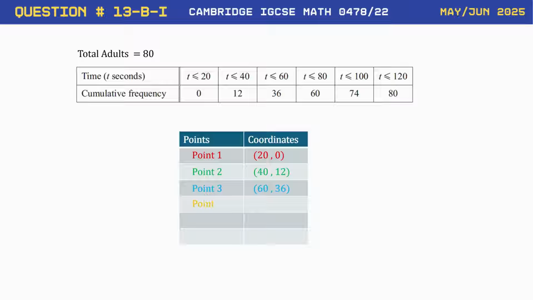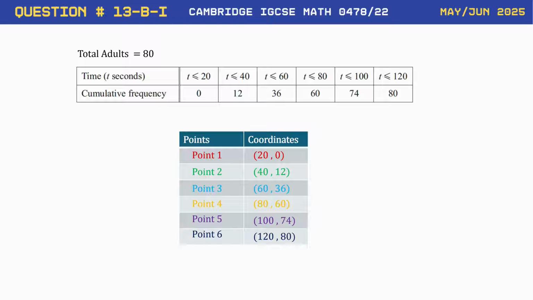When time is 80 seconds, cumulative frequency is 60. So the fourth point is 80, 60. When time is 100 seconds, cumulative frequency is 74. So the fifth point is 100, 74. When time is 120 seconds, cumulative frequency is 80. So the last point is 120, 80.